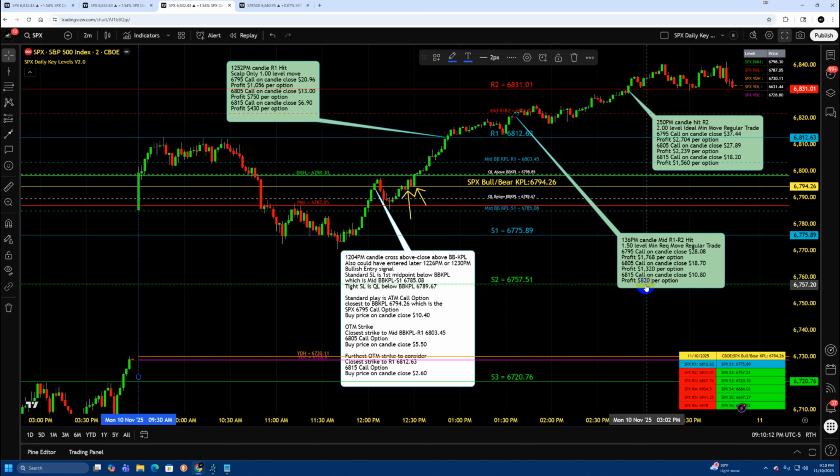Profit $820 per option. At 2:50 p.m. we hit R2. Now that is the 2-level ideal minimum move for a regular trade. 67.95 call on candle close $37.44. That's $2,704 per option. The 68.05 call on the candle close is $27.89. That's $2,239 per option. And the 68.15 call on the candle close that we paid $260 for is $18.20 now. So that is $1,560 per option. And if you look at that, that is basically about a 7x from $260 to $1,820.